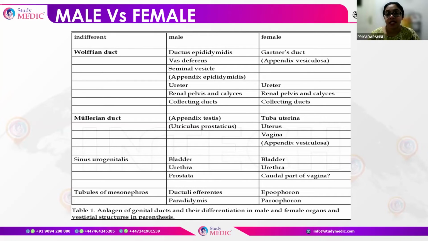Coming to the urogenital sinus, we know in both the sexes, that is in both male and female, we have the formation of bladder and urethra. However, in males, it is also going to lead to the formation of the prostate, and in females, a few references do say that the caudal part of the vagina arises from the urogenital sinus. Now coming to the tubules of the mesonephros, the mesonephric tubules appear as epoophoron and paroophoron in the females, whereas in males they appear as paradidymis and ductuli efferentes. Now knowing these differences is important because sometimes the homologues or the counterparts are tested in the exam.